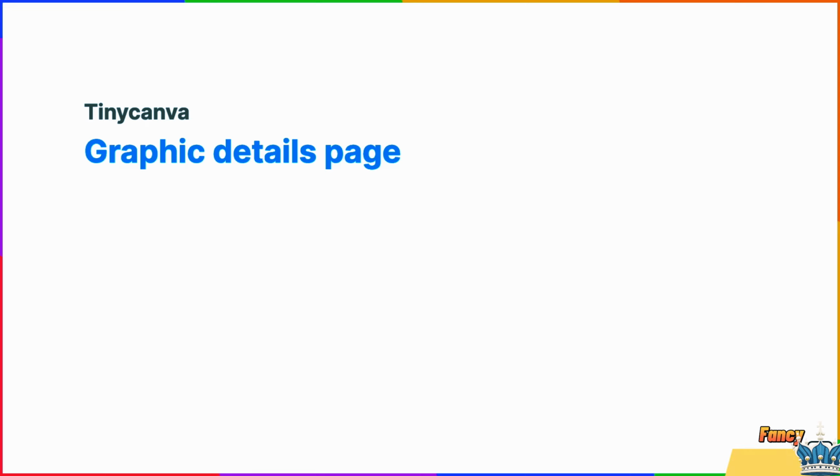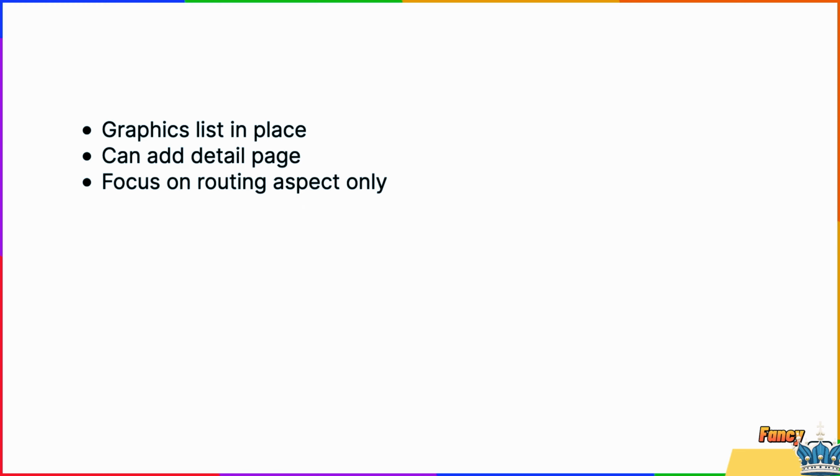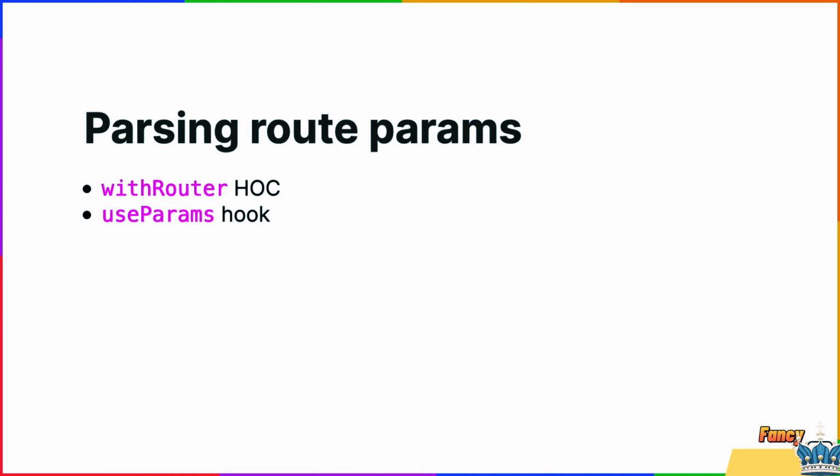With the graphics list in place, we can now build the details page for each graphic. The details page will include an editor component that will let us draw the actual graphic. In this chapter, we will focus on the routing aspect and not concern ourselves with the actual editor. React Router provides various mechanisms to parse route params, which is graphic ID in our case.